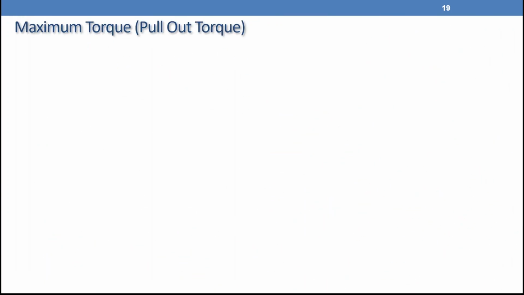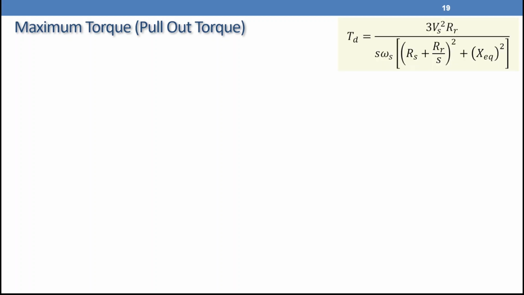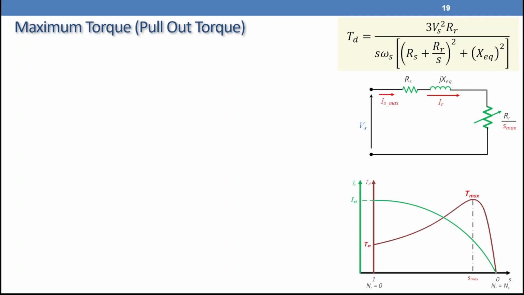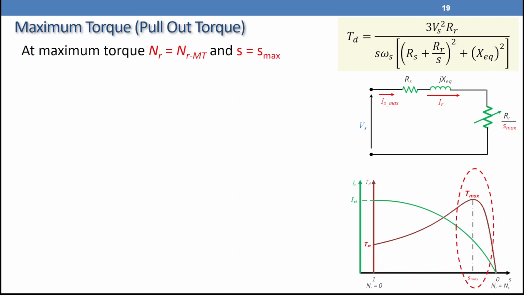What about the maximum torque, or as we call it, pull-out torque? The torque equation we know: torque developed equals 3 V phase square, or V supply square but phase value, multiplied by R rotor over S, over omega S, multiplied by (R stator plus R rotor over S) square plus X equivalent square. So for the equivalent circuit, as we can see here, I'm using the second approximate equivalent circuit, and I have here the torque speed characteristic. I'm concerned with the point here, T maximum at specific S maximum. So the equivalent circuit will have R rotor over S maximum.